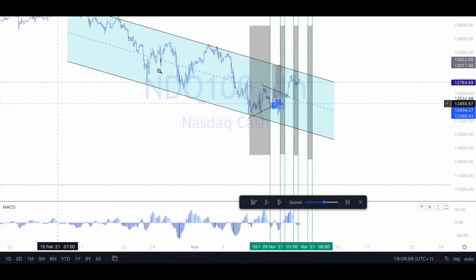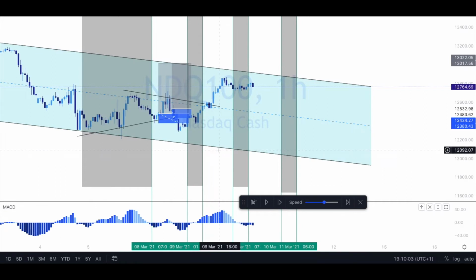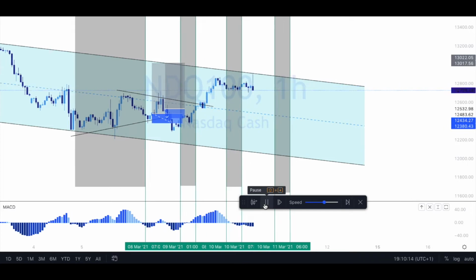So right now, we wait. We wait because I'm waiting to see what price is going to do. Right? What price is going to do. So we wait. We wait.